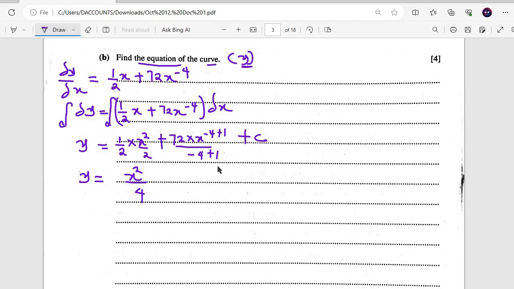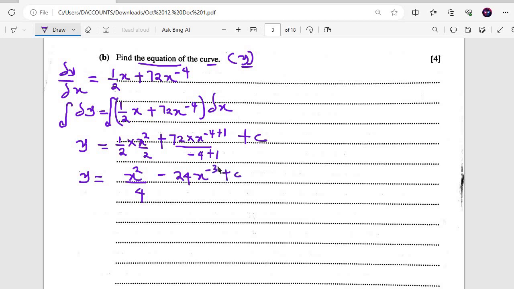72 divided by minus 4 plus 1 is minus 3. 72 divided by minus 3, you have 24. So this will give us minus 24 x to the power of minus 3, plus c.